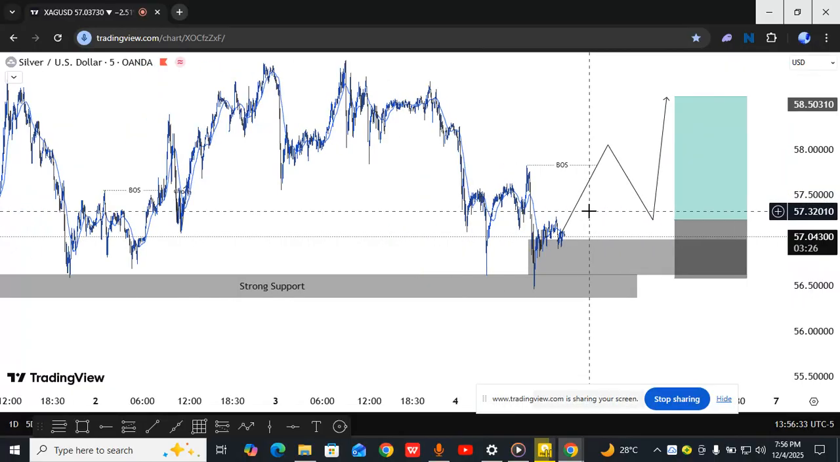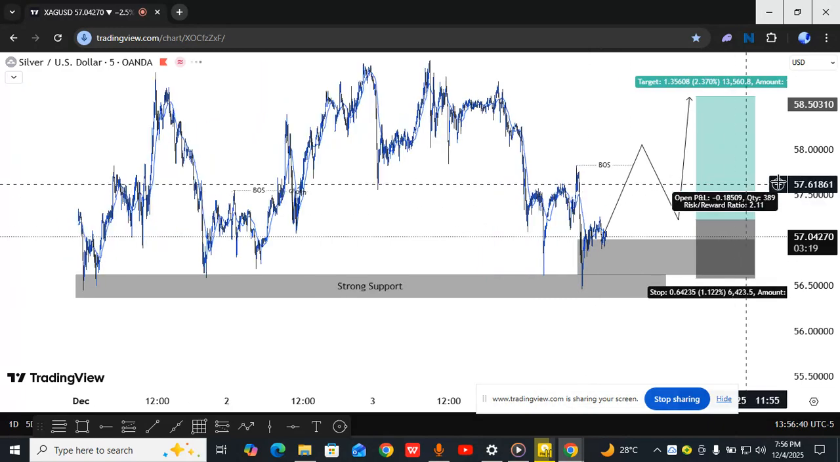Now, like I said, guys, this strategy works for gold, it works for silver, it works for BTC, especially gold and silver, perfectly well for them, all right, on the smaller time frame.